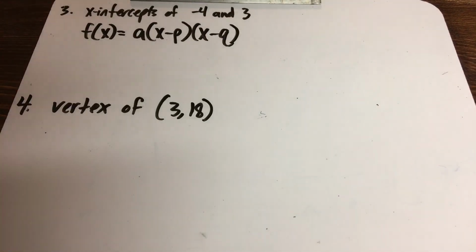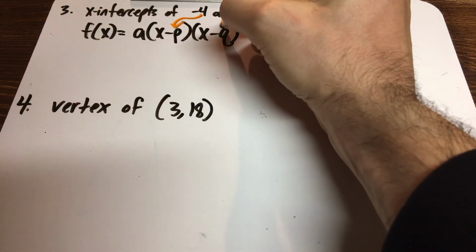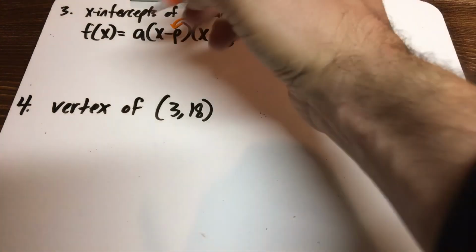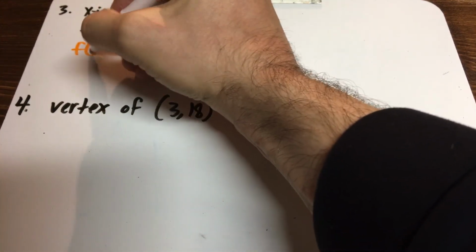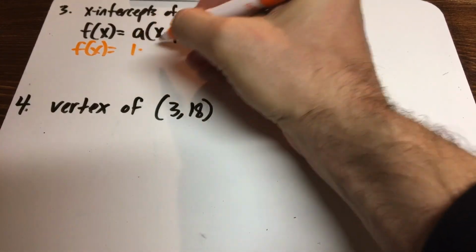Okay. All they did is they gave me the x-intercepts. They didn't tell me any other points. So all I need to do is put these in the spot right here and right here. But before I plug it in, remember, I've got to flip the sign. Since they didn't give me any other points, the letter A is going to be 1.